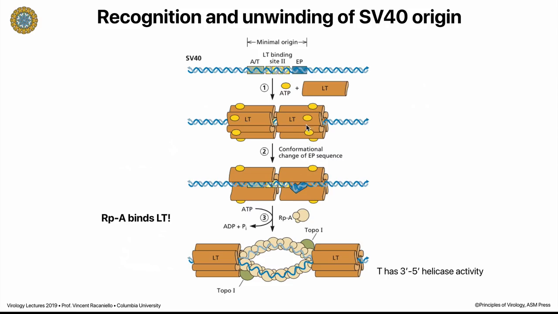The other thing that T antigen does is it binds a protein called RPA, which binds to the single-stranded DNAs that have been made by large T binding, and that keeps them single-stranded.